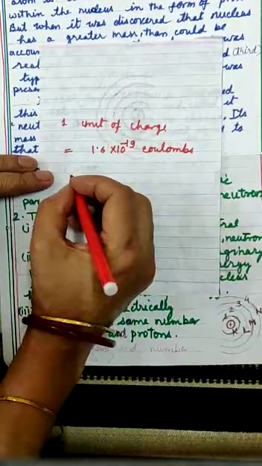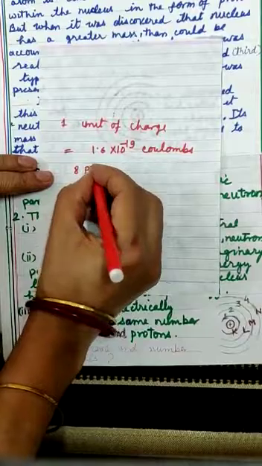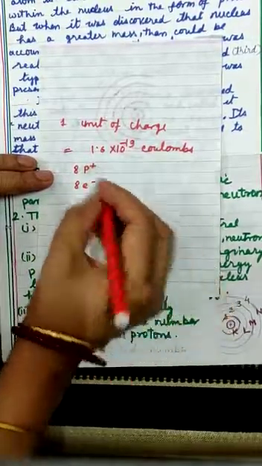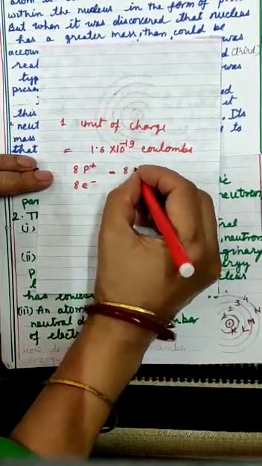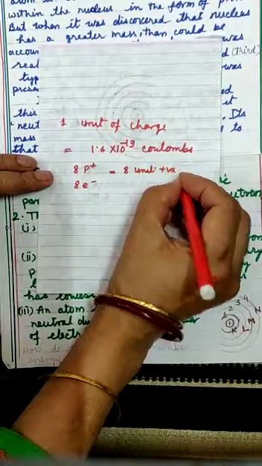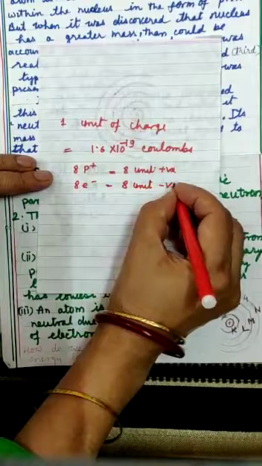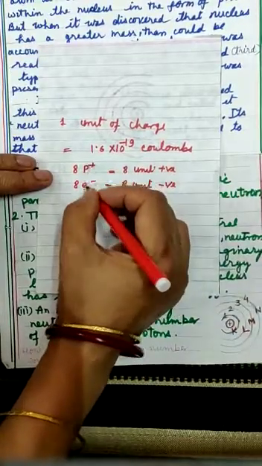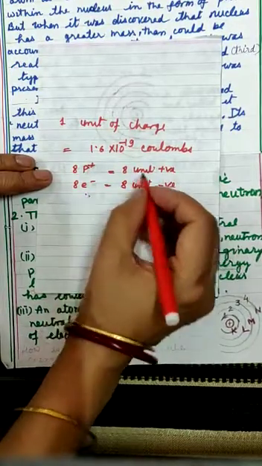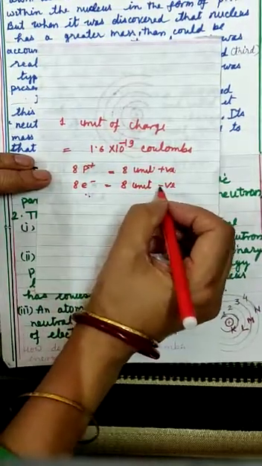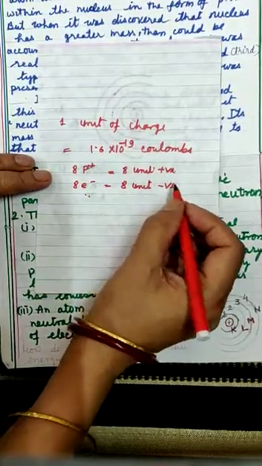So suppose we take any atom, say the oxygen atom. The oxygen atom has 8 protons and 8 electrons. All atoms have a similar number of protons and electrons. So the oxygen atom will have 8 units of positive charge and 8 electrons will have 8 units of negative charge. So as protons and electrons are separated from each other, protons in the nucleus, electrons in the orbit, they have the same amount of positive and negative charge which counterbalance each other. As a result, an atom is electrically neutral.